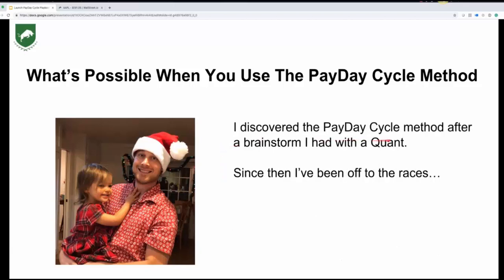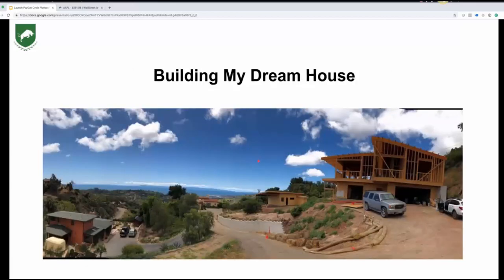When I discovered the payday cycle method that I showed you today, after a brainstorm I had with that quant that I told you about, I've really been off to the races with my trading. You can see this is a house that I'm building in Santa Barbara, California. Pretty exciting. This should be done soon.